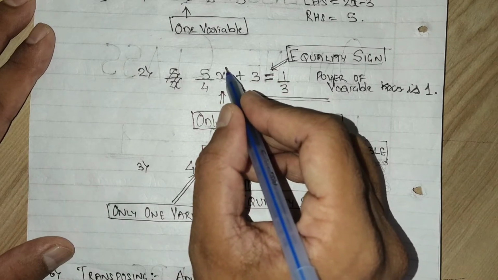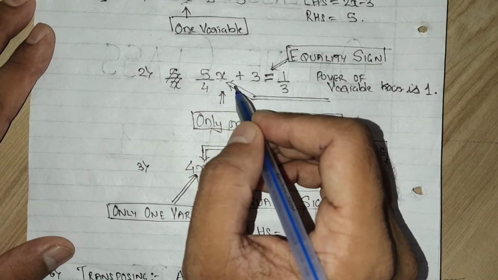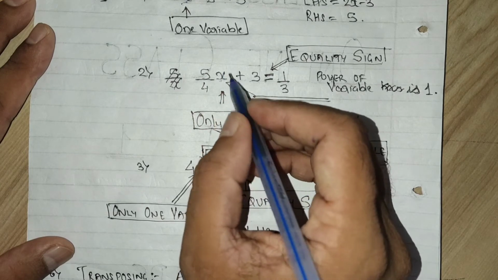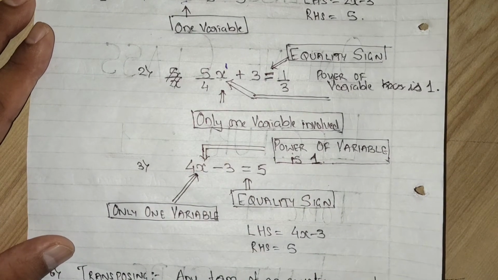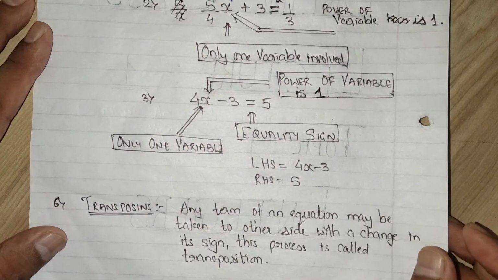Now let us see if it is having power. How much power it is having? That is the exponent. The exponent here is 1. So it is a linear equation in one variable. Hope you all have understood this.